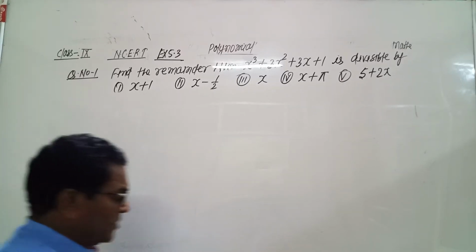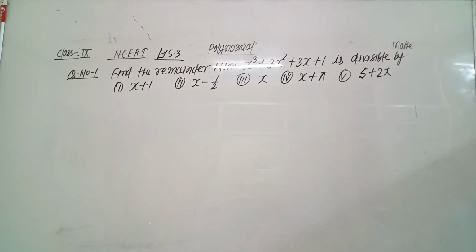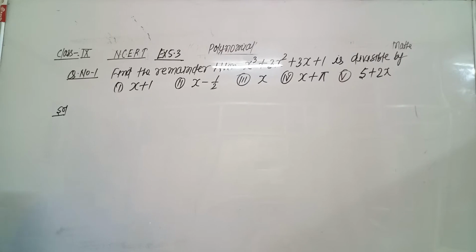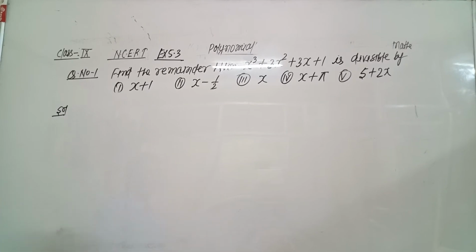In the previous video, we were doing exercise 5.3, question number 1. The last question, the last part, was remaining. So find the remainder when the given polynomial is divided by 5 plus 2x.